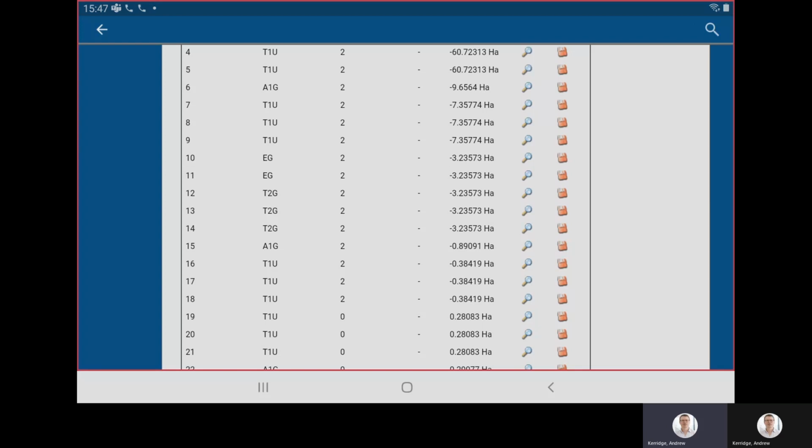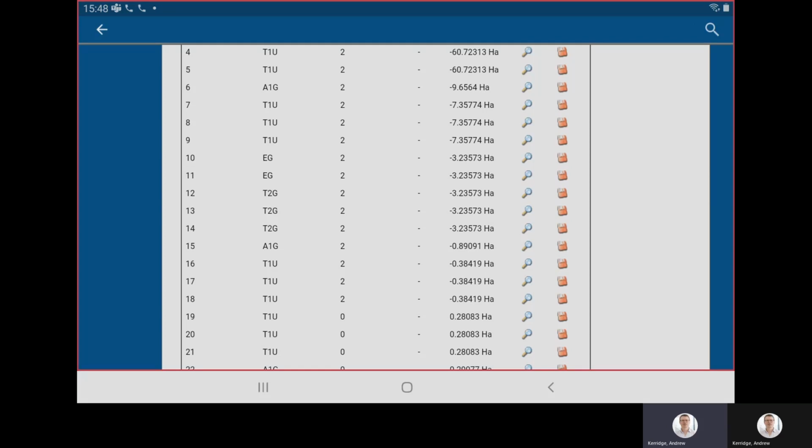And if we look at the energy of those orbitals, we find that orbitals 16, 17, and 18 have the same energy, an energy of minus 0.38419 Hartrees, where orbital 15 has an energy of minus 0.89091 Hartrees, and then orbitals 10 to 14 all have the same energy, minus 3.23573 Hartrees. And that fits in with what we were talking about, the electronic configuration of the krypton atom. We've got 5 orbitals all with the same energy, which we would identify as being the d orbitals, 1 orbital with a unique energy, which we would associate with the 4s atomic orbital, and then 3 orbitals with the same energy, which we'd associate with the 4p atomic orbitals.